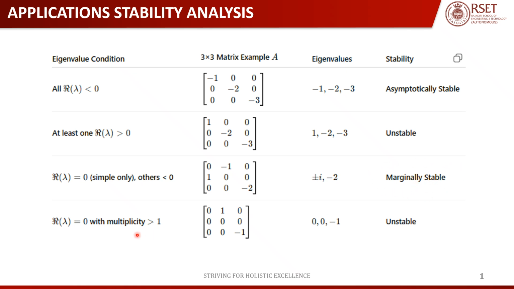Okay, and now if the real part of some eigenvalue is equal to 0 with multiplicity greater than 1, then it becomes unstable. For example, in this particular case you can see 0, 0 and -1. Since it's an upper triangular matrix, its eigenvalues are 0, 0 and -1. So you have two eigenvalues with the real part equal to 0. In that case it's unstable.